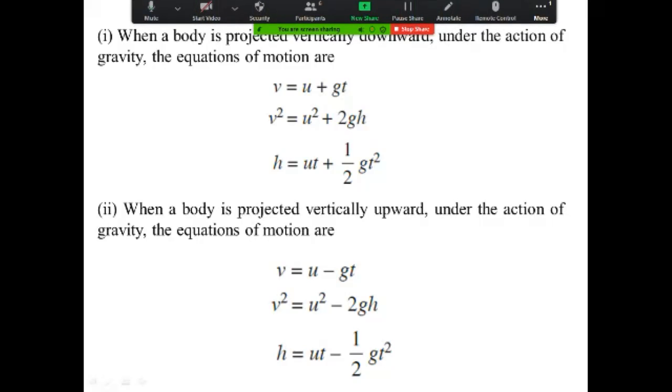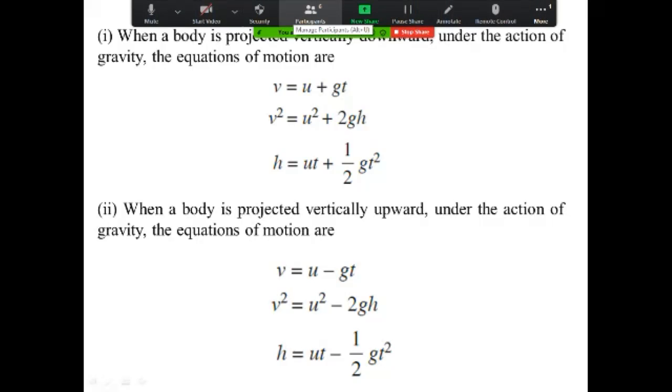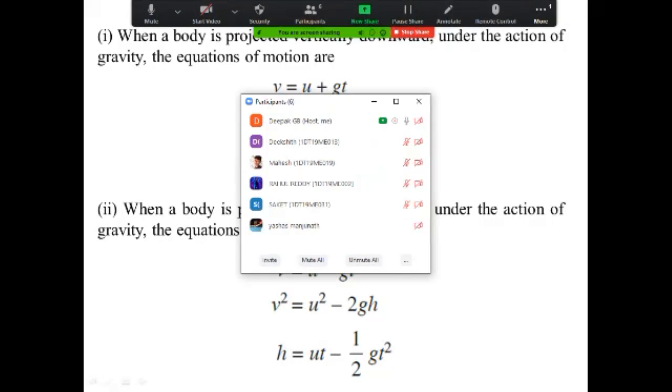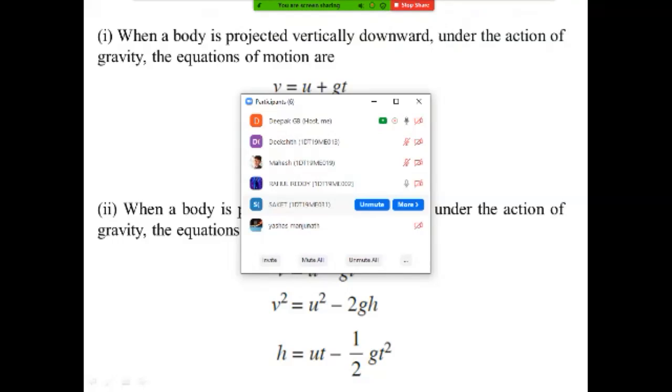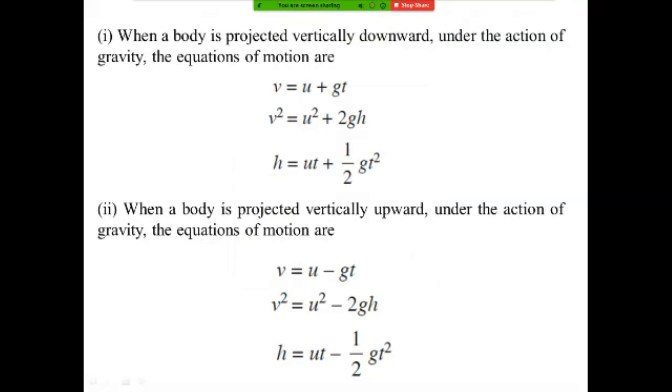Hello? Yes? Yes, sir. Saket? Yes? Now you got the difference? Where is the difference? Yes, sir. Where can you see the difference between rectilinear motion equations and gravitational equations? Now you are able to find the difference?